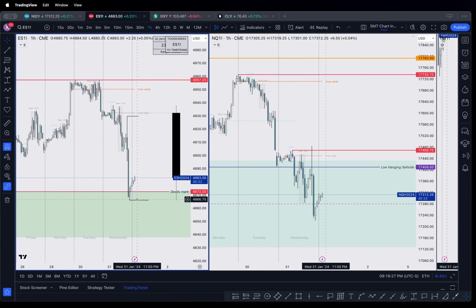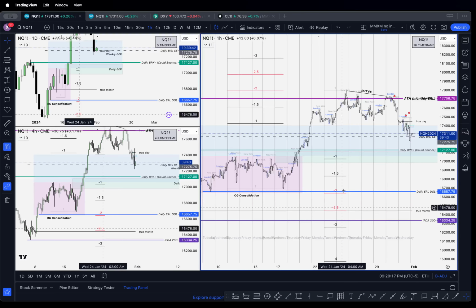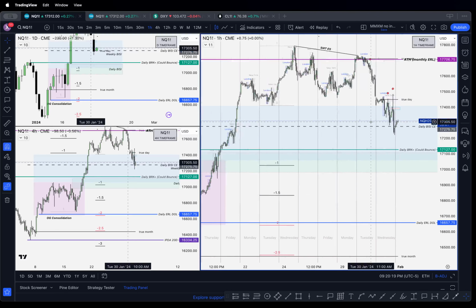But yeah, we'll see what happens out of this area here. We'll see if we can get some movement higher. If not, I still favor this 20-day low and this low-hanging sell side. Right, so this 20-day low aligns with our daily ERL right here. Oh no, this is our original consolidation. This is our IPA 20-day, and it lines up really nicely with our daily market maker sell model.